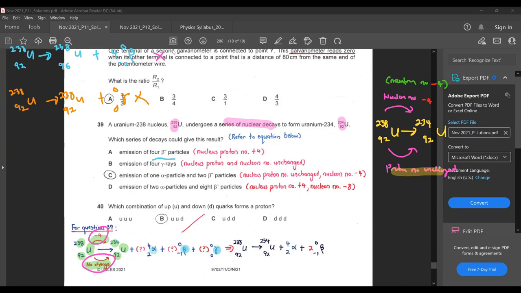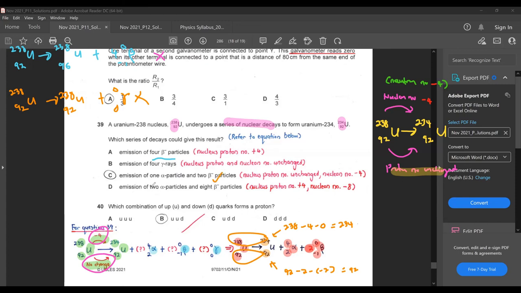Now, if you do for C, emission of one alpha particle and two beta minus particles, you actually see the answer. Uranium 238 92, if you have one alpha particle and two beta minus particles, eventually you will get uranium 234 92. This one is 92 minus 2 minus minus 2, so they kind of cancel out, giving you 92. This one will be 238 minus 4 minus 0, so just giving you 234. So this one is having nuclear number reduced by 4, proton number is unchanged, so this one is correct.